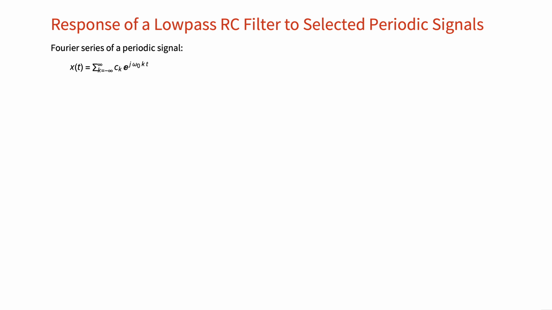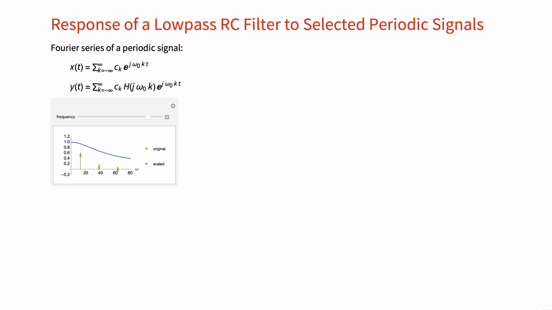For periodic signals, we have the Fourier series representation as shown here. And now if we apply this signal to an LTI system with frequency response H of j omega, the output signal can be obtained using the expression shown here. Here, using this plot, you can see the RC filter's frequency response H of j omega scales the Fourier coefficients c_k of a square wave.